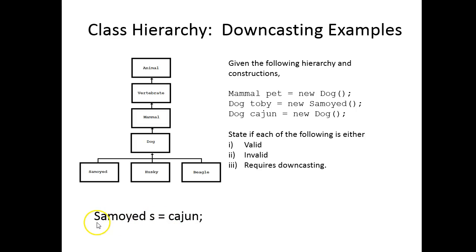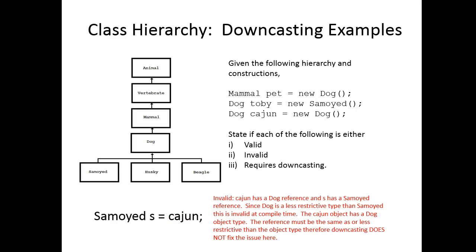So at compile time, what we see is that Samoyed is a more specific type than a dog, so it's invalid. So then at runtime, we have a dog object. You can't have a Samoyed reference to a dog object, so this is invalid. Cajun has a dog reference, and S has a Samoyed reference. Since dog is a less restrictive type than Samoyed, this is invalid at compile time.